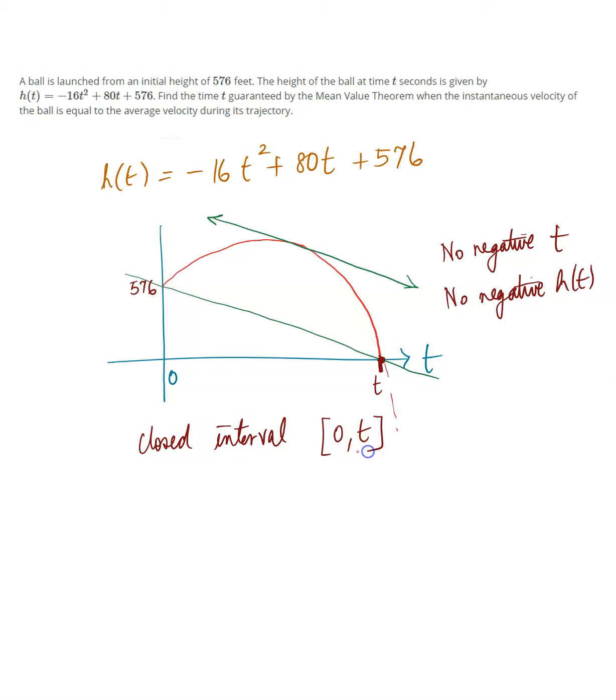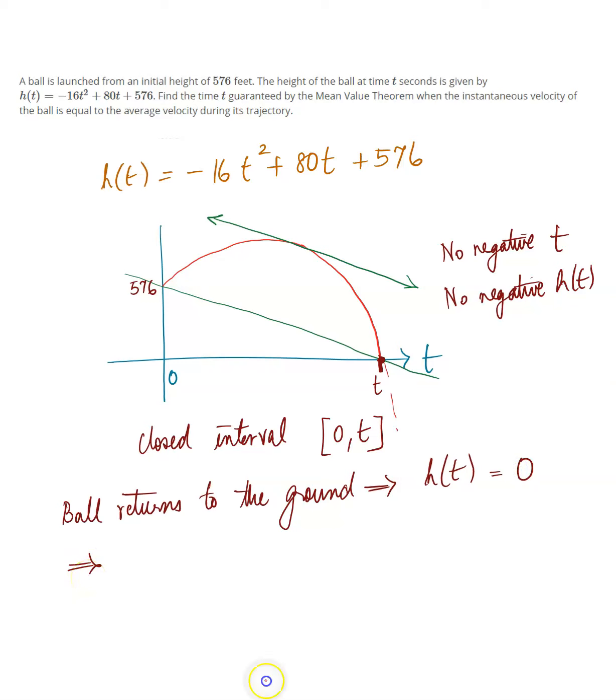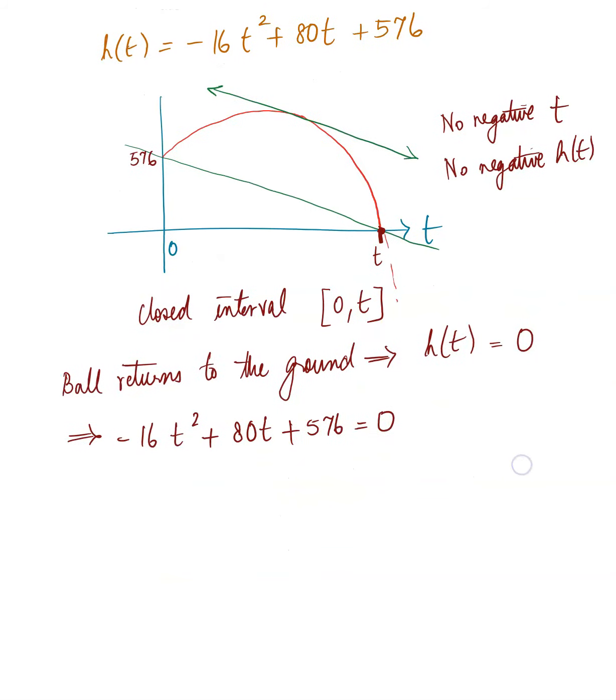0 to t, and in order to determine that t, I need to understand that t will happen when the ball returns to the ground. So I say ball returns to the ground implies that the height of the ball is now 0 because it's on the ground. This helps me to determine the time, so I set up the given quadratic equation equal to 0.